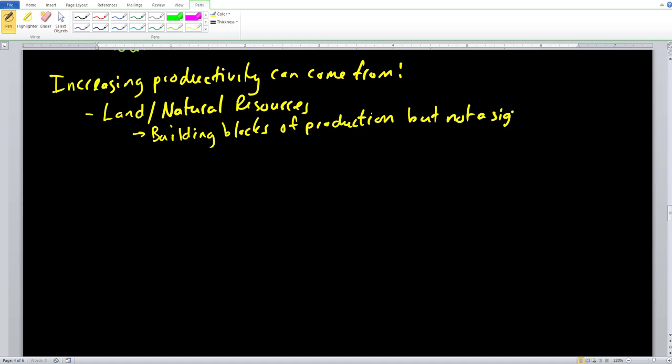And the reason why it's only seen as the building blocks and not very important is because the reasoning is twofold. Number one, land and natural resources are seen as finite. The amount of minerals that we have in the land, amount of oil, natural gas, these are all things that are finite. We don't have an infinite amount of them. So therefore, there's going to be some type of upper limit to how efficiently we can use these natural resources.